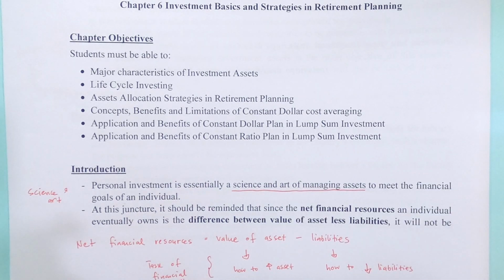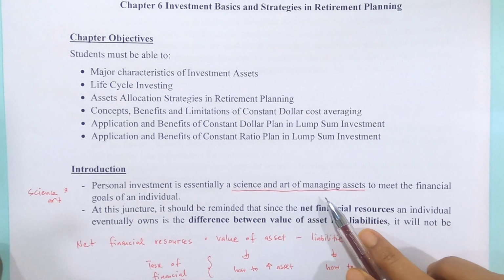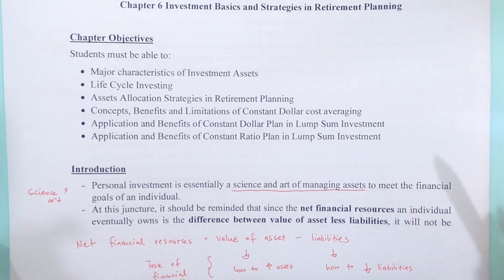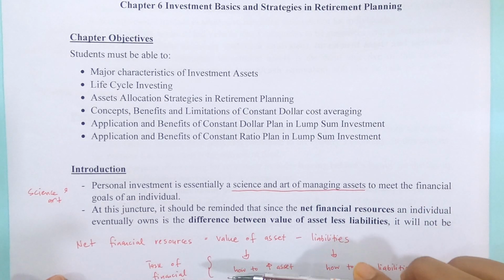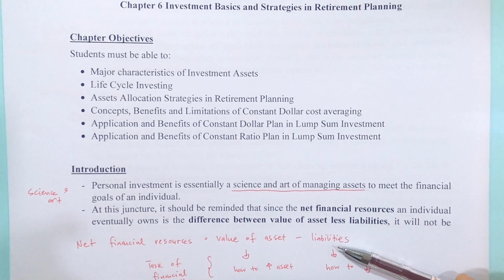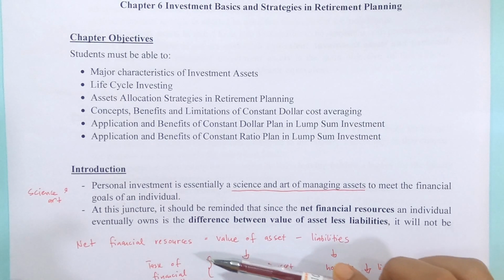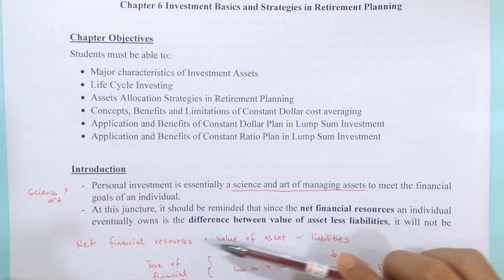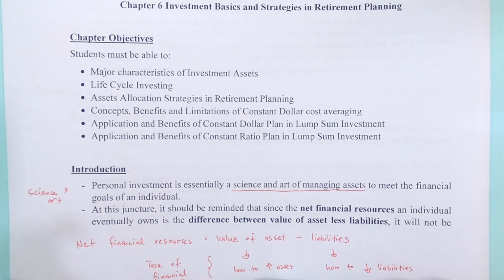As for the introduction, we can say that personal investment is actually a combination of science and art in managing the investment of an individual. As we understand, the net financial resources refer to the difference between the value of the assets and the liabilities. Therefore, once we talk about how to improve the net financial resources of an individual, it means that we have to understand how to manage our assets, in the sense that we are going to increase our assets through investment, or whatever other mechanism that we are going to look at.